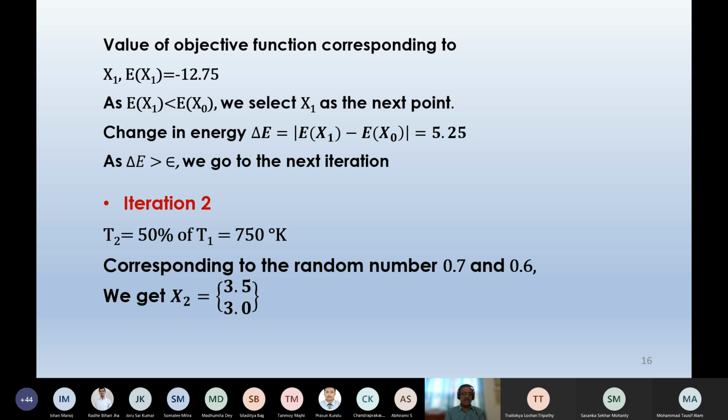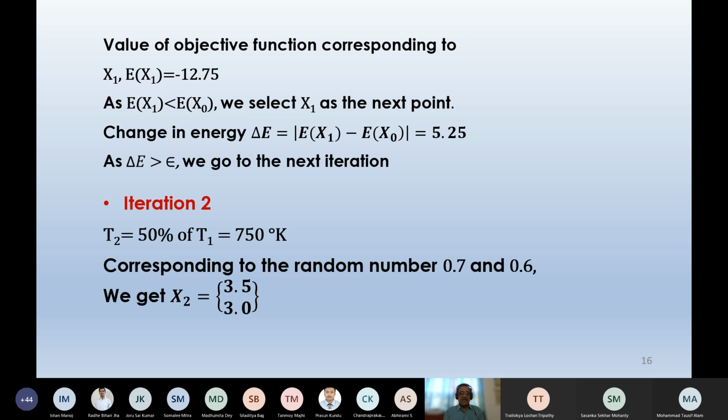So we go for the next iteration. Once again, we reduce the temperature to 50%. So T2 is equal to 50% of T1, that is 750 degree Kelvin, and corresponding to the random numbers 0.7 and 0.6, which you have already stated in the statement of the problem, we get X2.